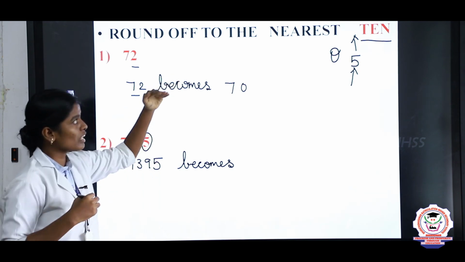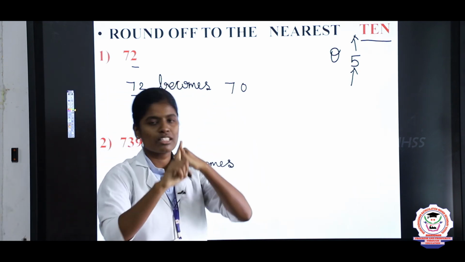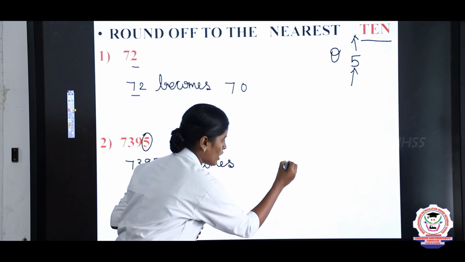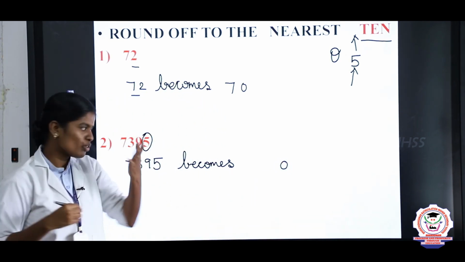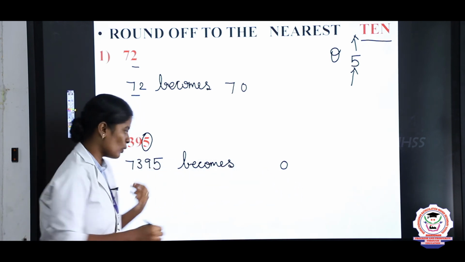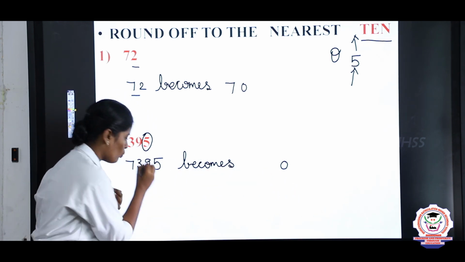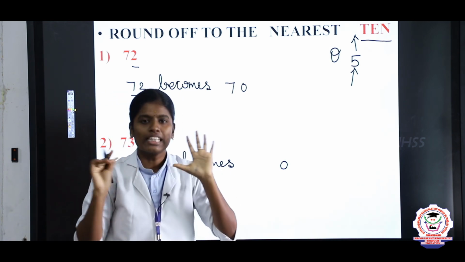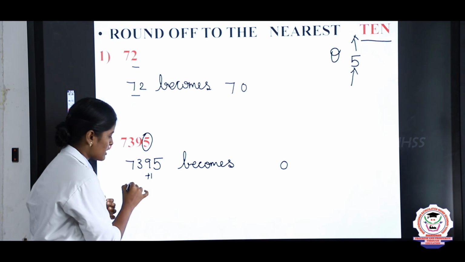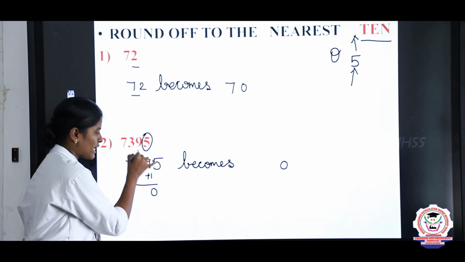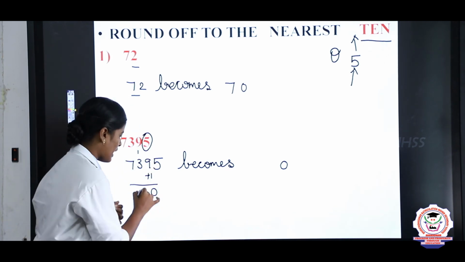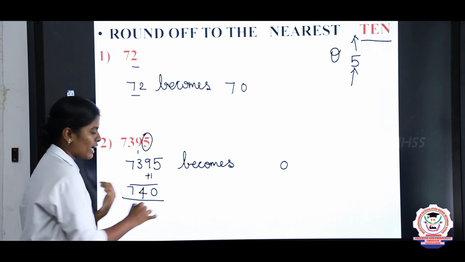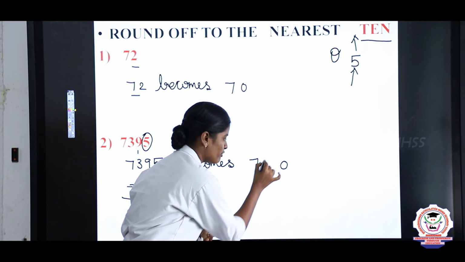The question is rounding off to the nearest 10, so we put only one 0 in the ones place, and in the tens place value you should add 1. So 9 in the mind, 1 in the finger. What is the answer? The answer is 10. 0, carry 1. 3 plus 1 is 4. Before that the number is 7. So the answer is 7400.